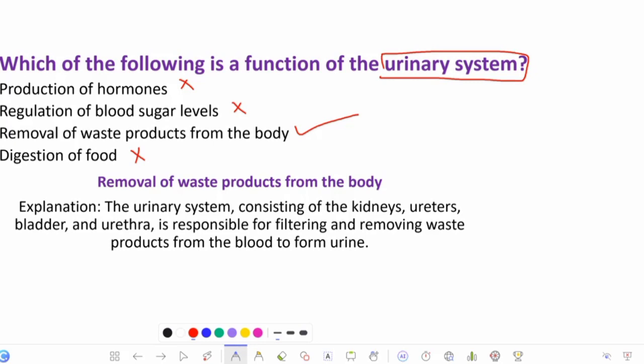The urinary system consists of 2 kidneys, 2 ureters, 1 bladder and 1 urethra, and is responsible for filtering and removing waste products from the blood. Filtering the blood and separating waste products from the blood is the function of the urinary system.